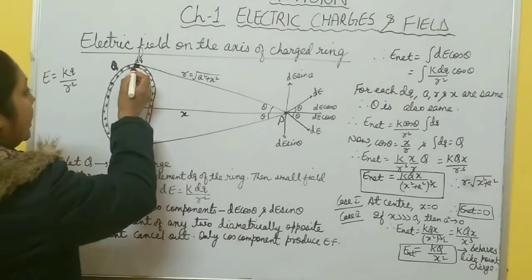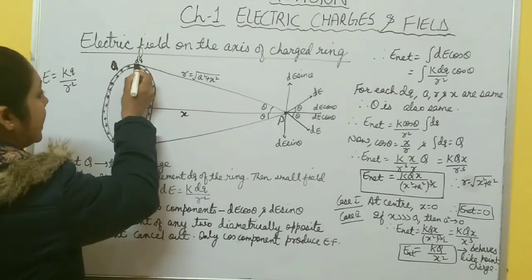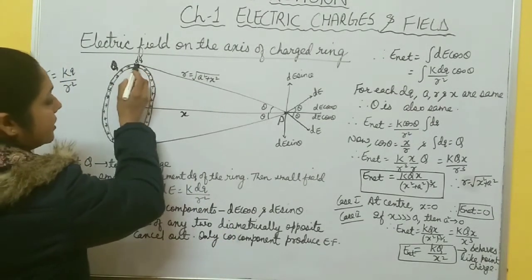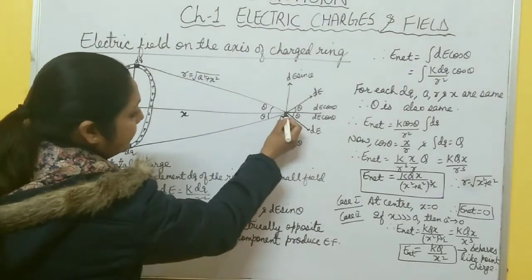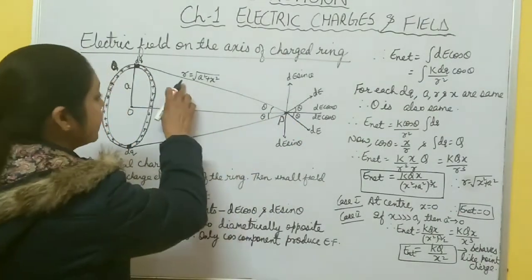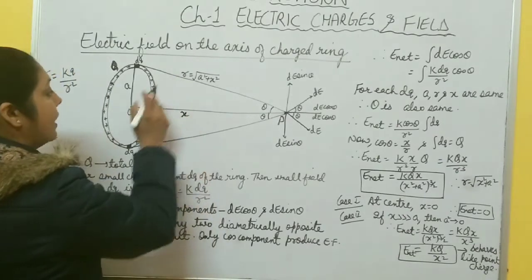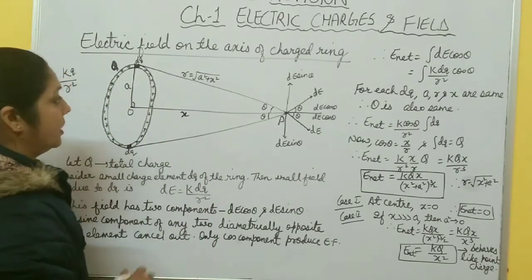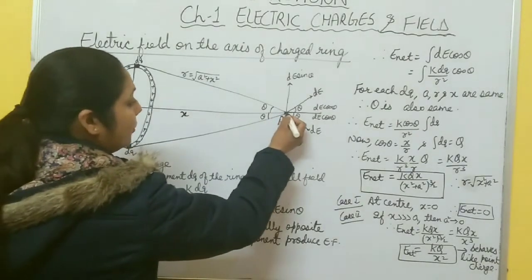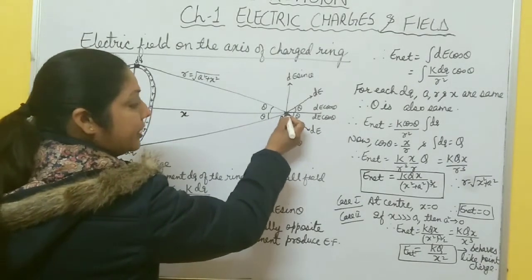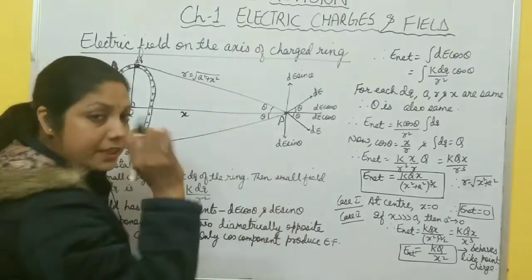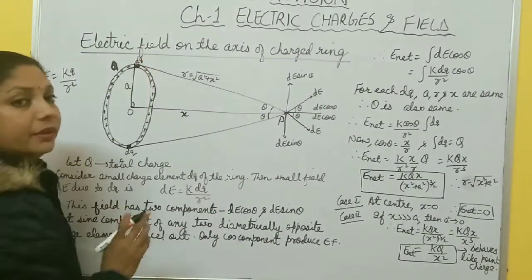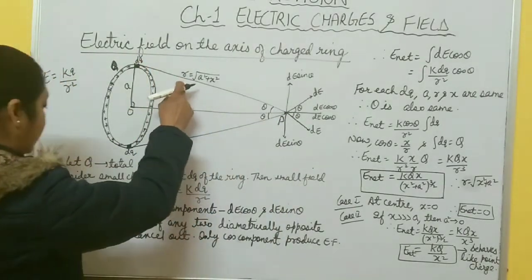So again, you have to first consider this charge element dq. The distance from this charge to the point at which the electric field is to be determined is small r. And this r is equal to what? Under root a square plus x square. So you have to calculate a small electric field at this point P, that is dE due to this charge element dq at distance r.